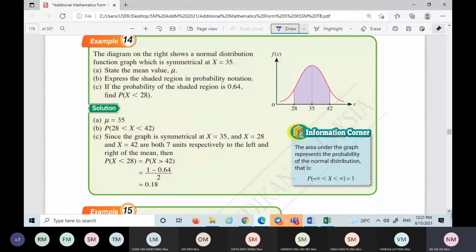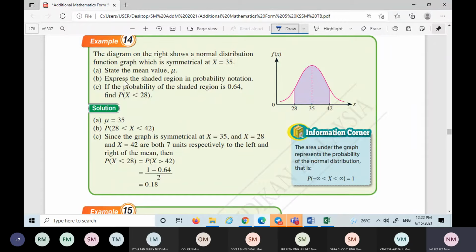Okay, look at this. The diagram on the right shows a normal distribution function graph which is symmetric at x equal to 35. This is the mean, x is equal to 35. Set the mean value, mu. So mu is 35. Remember, mu is the axis of symmetry, the middle one.